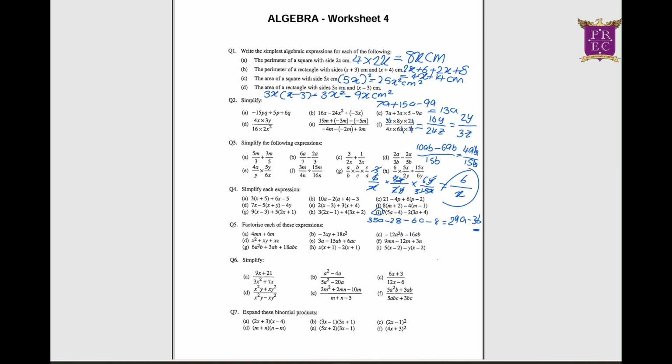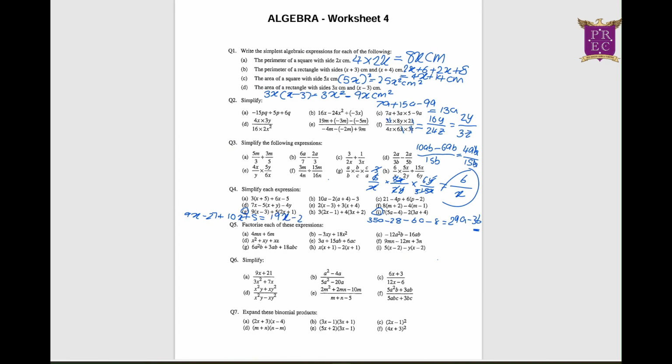Alrighty. Why don't we do G as well? Okay. Just need to expand the brackets first. 9x minus 27, because 9 times negative 3 gives us negative 27. And then plus 10x and plus 5. Collect the like terms. What do we get? 19x and then negative 22. 19x minus 22. That's it.